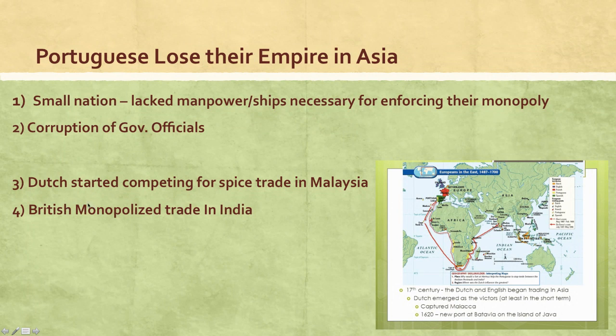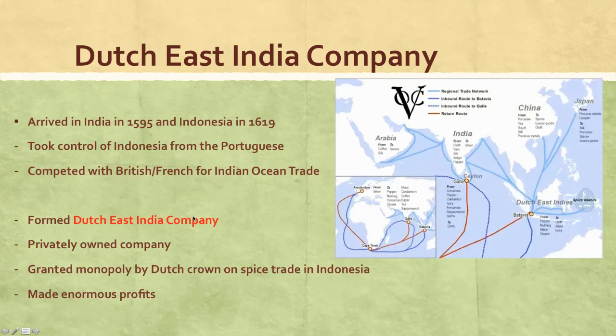Of course, the other two reasons are competition from external threats, the Dutch and then the British. The Dutch come in, regulate the spice trade in Malaysia, and then the British are going to come into India. The Dutch East India Company, the Dutch are going to arrive and they are going to take control of Indonesia from the Portuguese. They're just like the British East India Company, going to use a joint stock company to do this. So this is a privately owned company that is going to come in and control Indonesia, which becomes known as the Dutch East Indies. They are going to gain a monopoly on the spice trade. Now, you see down here, granted a monopoly by the Dutch crown on the spice trade.